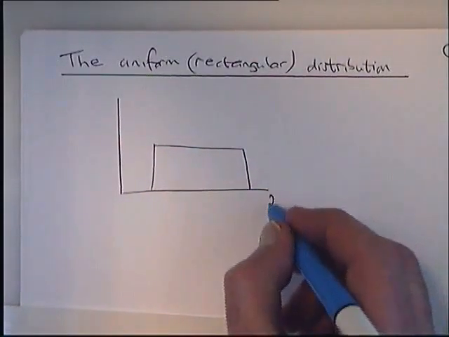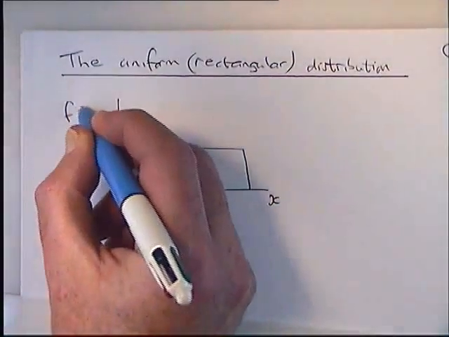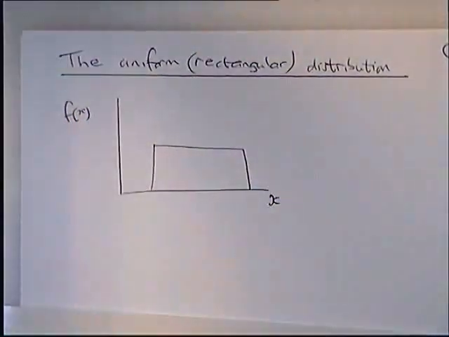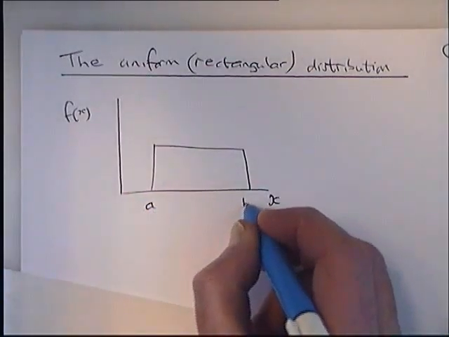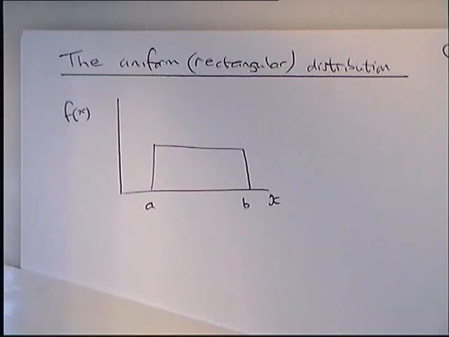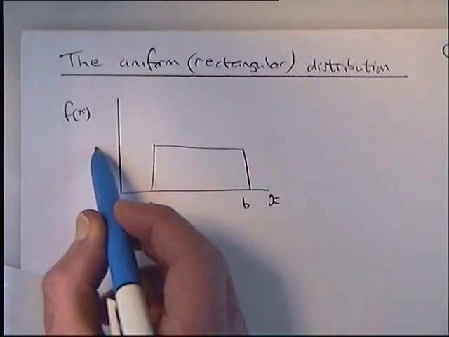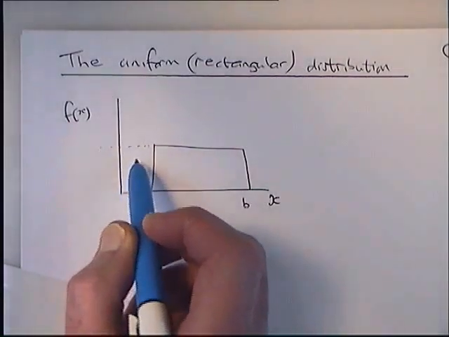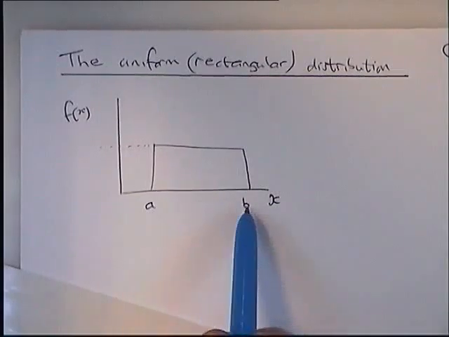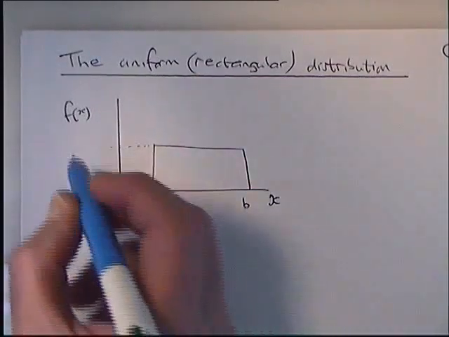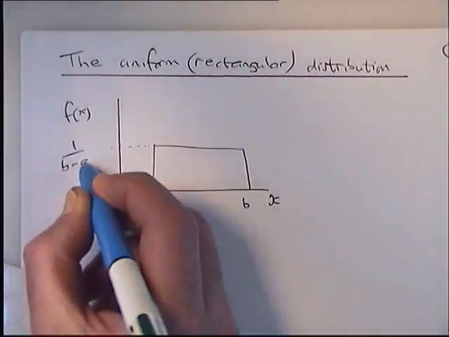Okay, we have x along the bottom, f of x going up the top. Somebody over there just said the area would equal 1. Yes, it will. Let's say it exists between A and B. If the area is going to be 1, what will this height up here be? Yeah, 1. It's the difference between these two. So B minus A, 1 over B minus A. We just do the big one, take away the small one.